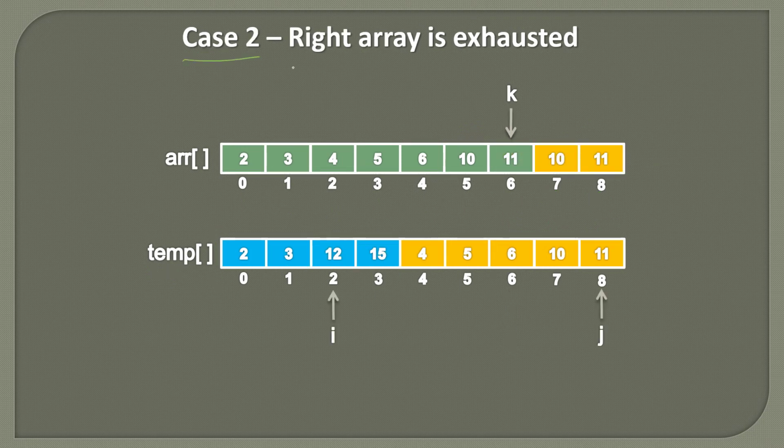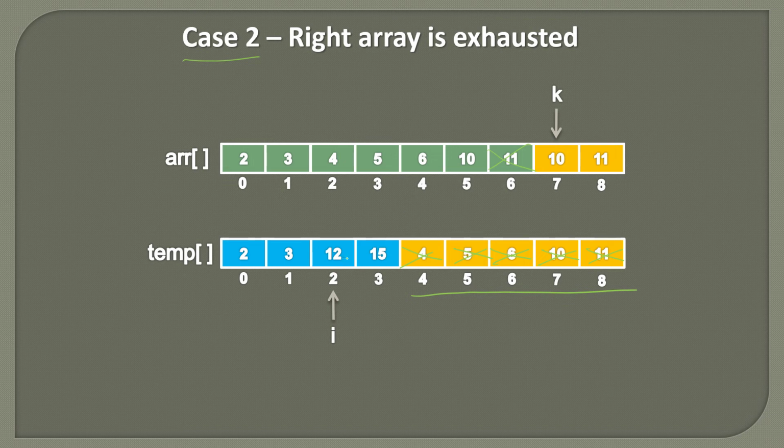Now case 2 comes when the right array is exhausted. So here you can see 4, 5, 6, 10, 11. These are all exhausted till this point. So after putting 11, J goes out of this array and K comes to this part because we need to fill 2 more elements and our right array is exhausted. So here you can see that when the right array is exhausted, we have to do something to push left array elements into the 7th and 8th position.